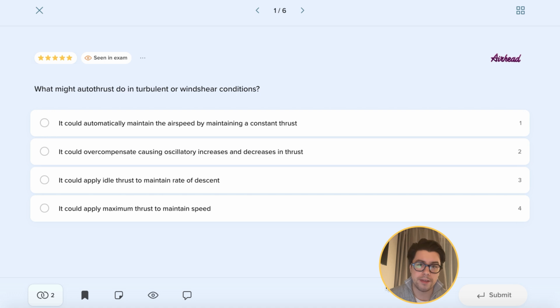This is why Airbus, for example, recommends that in turbulent and strong wind conditions, if these oscillations occur, it's best to turn off the Autothrust and maintain constant manual thrust, which means that in these conditions, it could overcompensate, causing oscillatory increases and decreases in Autothrust.